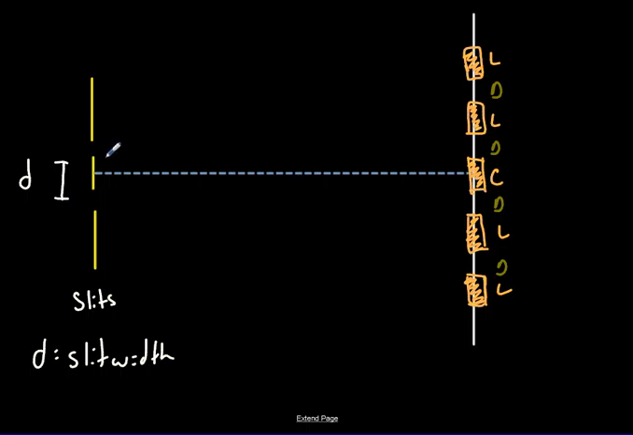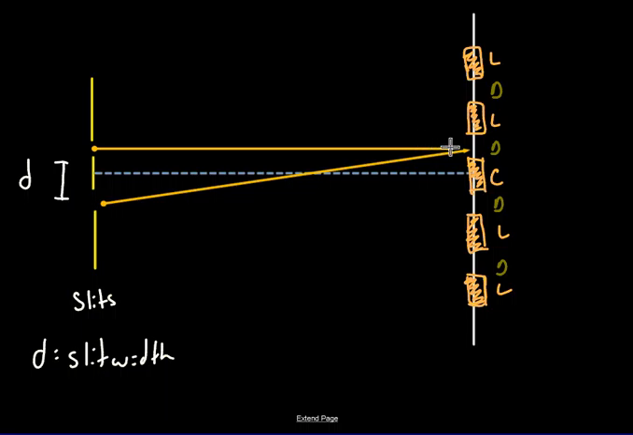Okay, then we know that if you were to have a path from slit 1, I'll make a light this color, to the first dark spot, and slit 2 to the first dark spot, we know that the difference between these is exactly half a wavelength, okay? Why do we know that? Because they are interfering with one another, so they're out of phase by half a wavelength.